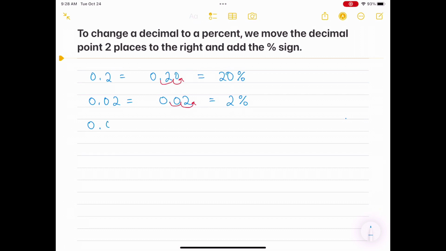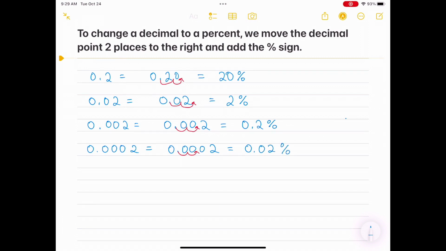The decimal 2/1000ths, or 0.002, written as a percent, you bring that decimal point 2 places to the right, so we end up with 0.2%, or 2/10%. The decimal 2/10,000ths, or 0.0002, written as a percent, we take that decimal point, move it 2 places to the right to end with 0.02%.